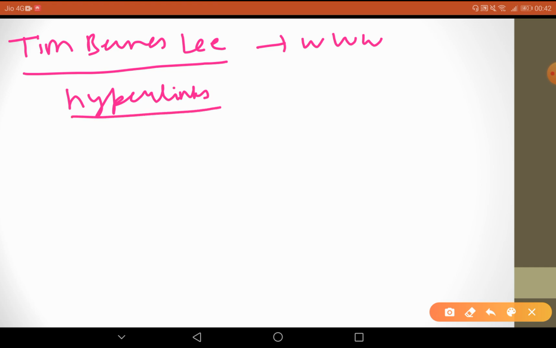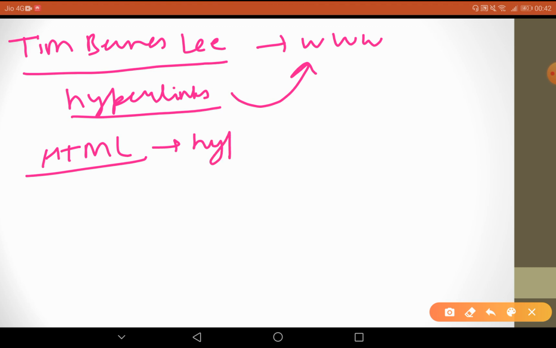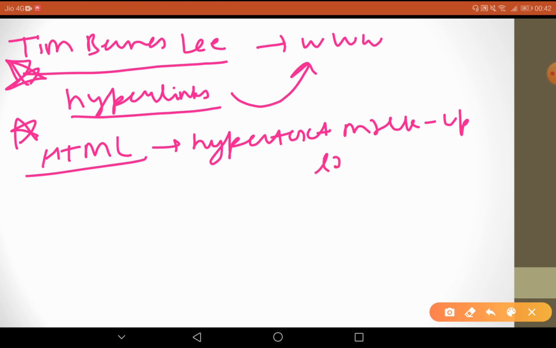So the hyperlink was therefore integral to the creation of the WWW, and web pages are written in HTML. So any web pages on the internet are written in the HTML language. Here the full form of HTML is hypertext markup language. This is also a very important term. You have to remember these things.